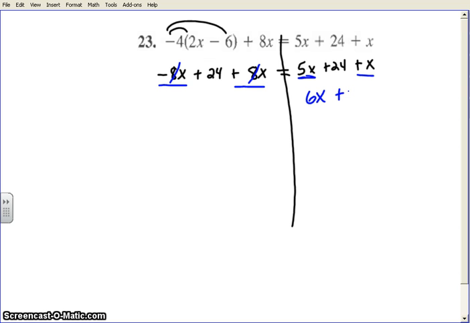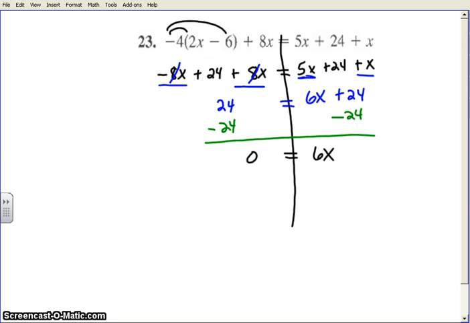And if we bring down the plus 24 on both sides. Okay, now we're going to subtract 24 from both sides. That leaves us with 0 equal to 6x. Divide by 6. So 0 is equal to x.